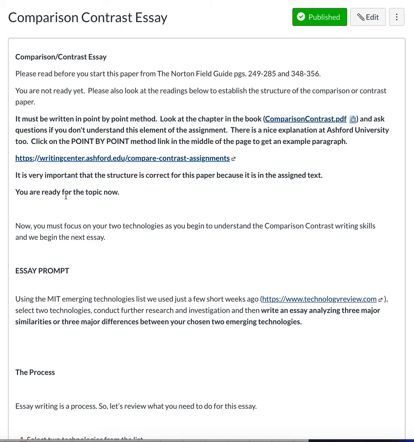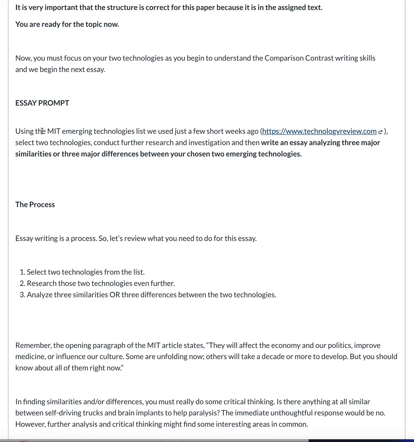So now you're ready to choose your topic. Your topic is the MIT Emerging Technologies that are right here. You click on this. This is 2020. They have a list from 2015, 16, 17, 18, 19, but I am giving you 2020. If you find something in 2019 that you really want to do, I'm not going to stop you. I just want it to be easy to research, because emerging technologies are usually easy to research.